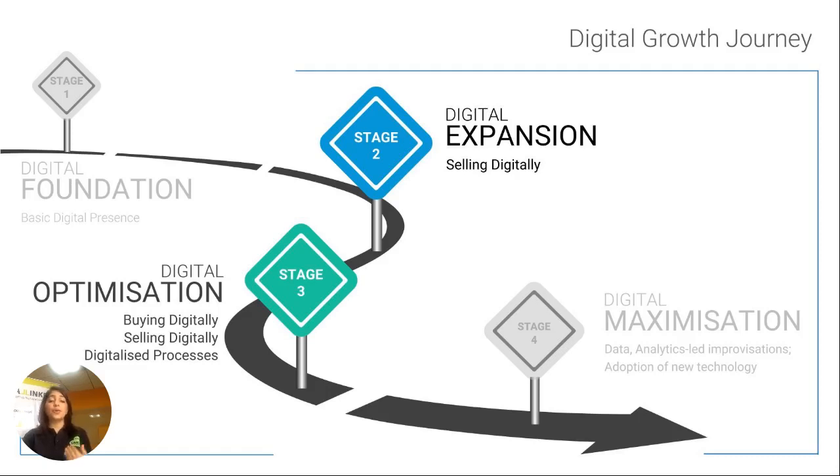You want to sell online. You probably have a basic digital presence and are probably getting into stage 2, which is digital expansion of selling digitally. Followed by digital optimization, and that followed by digital maximization. For today's discussion, I would like to focus on 2 and 3.